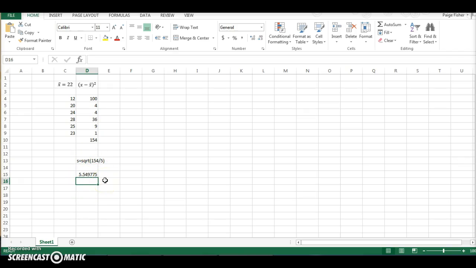For both of these, you can verify in StatCrunch, but these are two ways to calculate the sample standard deviation.